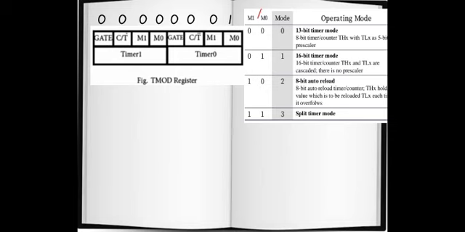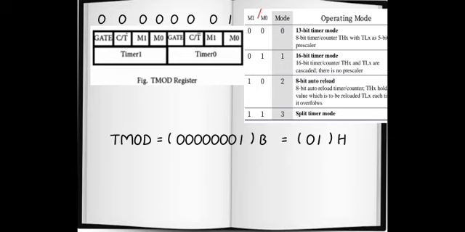Now the other two bits are for selection of mode, and to use a 16-bit timer we can use timer mode 1. For selection of mode 1, M1 should be 0 and M0 should be 1. So overall the TMOD register would be 0000 0001 in binary, and in hexadecimal it will be 01.